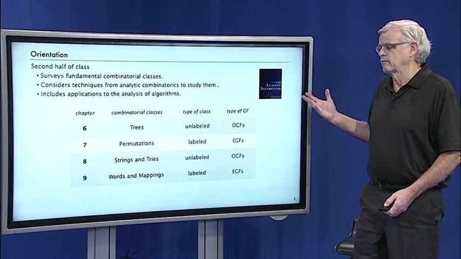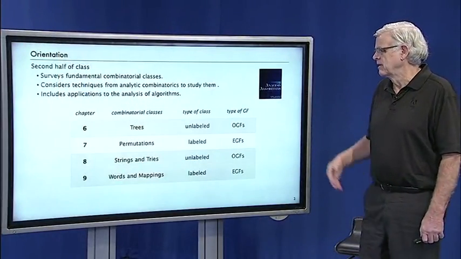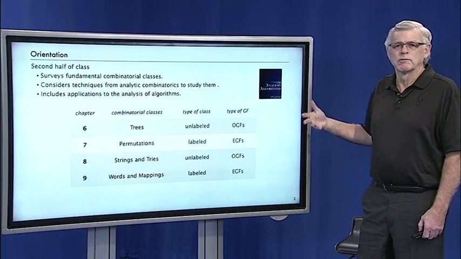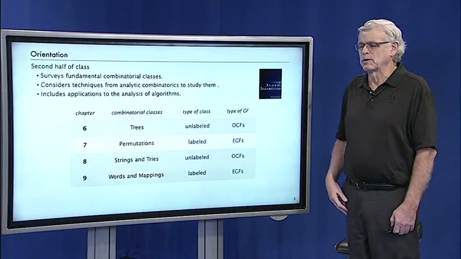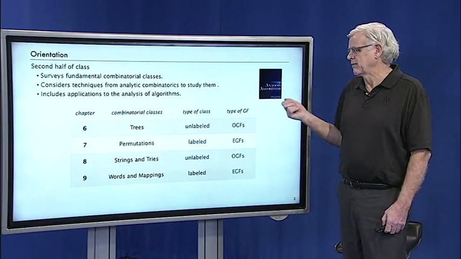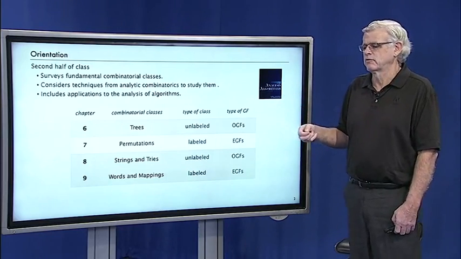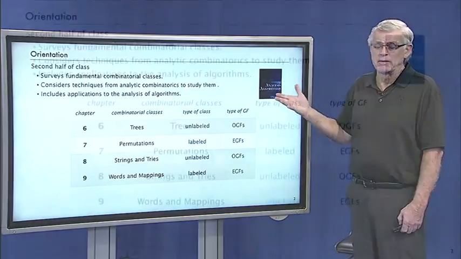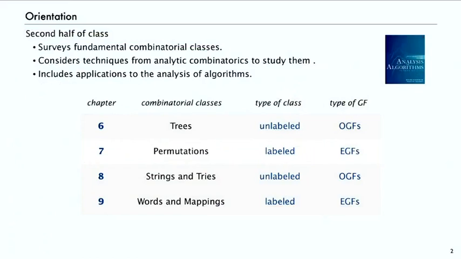Today, our topic is permutations, another basic combinatorial structure that we study because it has numerous applications in the analysis of algorithms. Again, continuing the orientation that we introduced in the last lecture, we're in the second part of the class where we're surveying fundamental combinatorial classes and mathematical techniques that we covered in the first half of the class, primarily analytic combinatorics, to study properties of these classes.